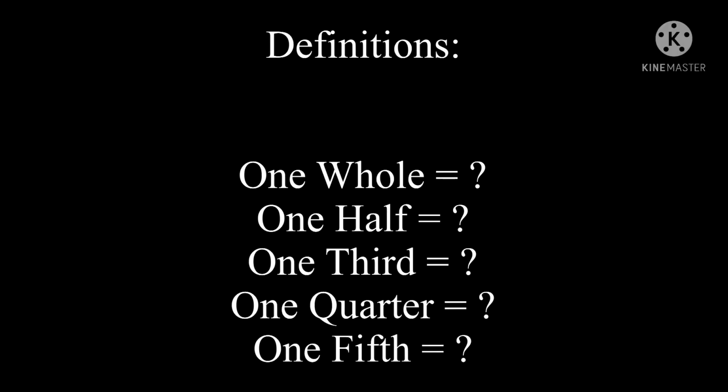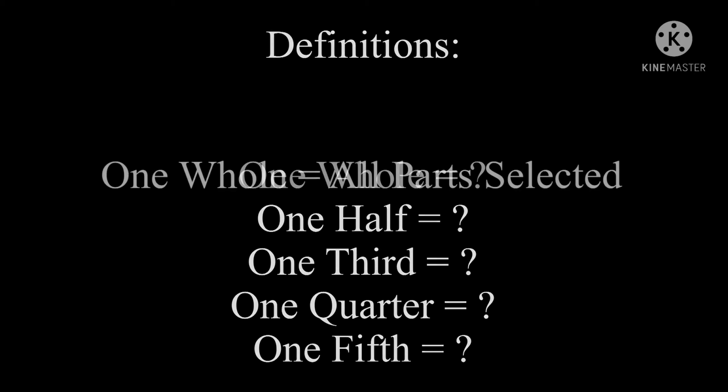Also, there is something called a quarter, which is one part in four parts, which makes a whole. You do not say fourth, you say quarters, because that's the appropriate word to use. So, we have got some definitions to break down: one whole, one half, one third, one quarter, and one fifth. We know what one whole means. We just talked about it right now. It means it's a fraction where all of the parts are selected.